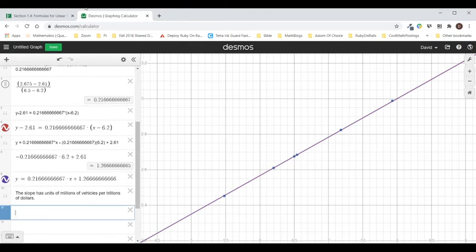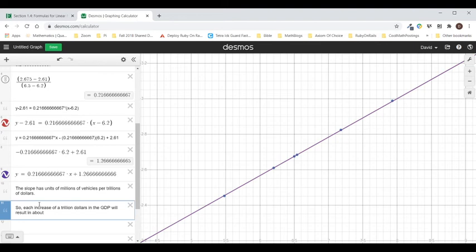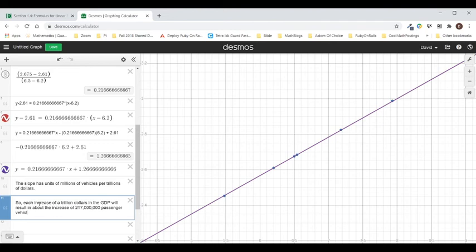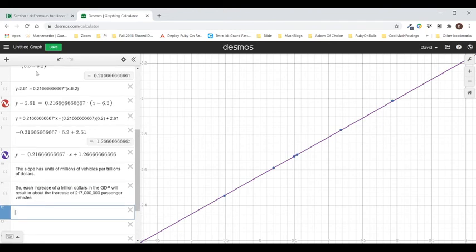All right, now how am I going to interpret that? Put that in another note. So each increase of $1 trillion in the gross domestic product will result in about an increase of, that's 0.21 million, how about 217,000 passenger vehicles? I think that's right. I think that's a good interpretation of the slope.